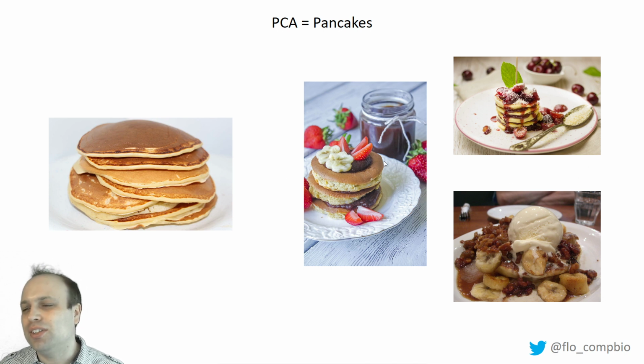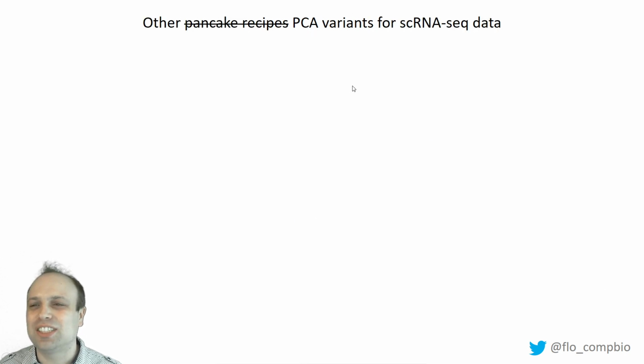but these obviously take more effort, and often in my analyses, I just want to get my pancake and move on with whatever other analysis I wanted to do. I don't want to spend my entire day just making pancakes. So what I mean is, there are other PCA variants for single-cell RNA-seq data, and I think they're also very interesting.